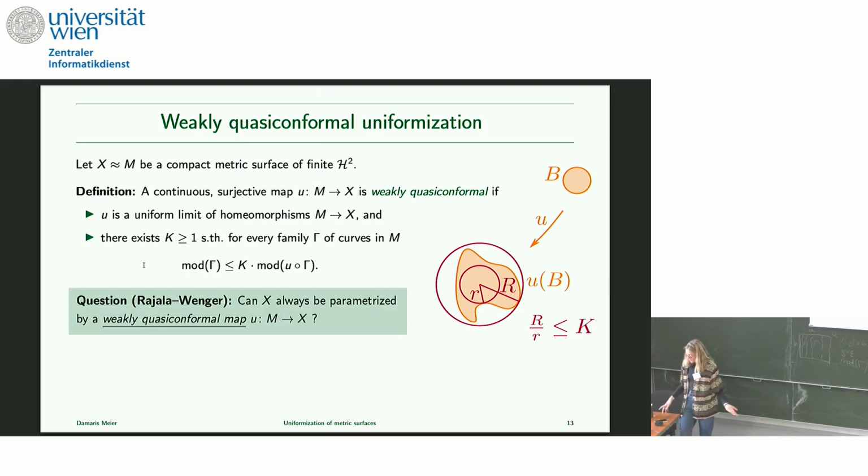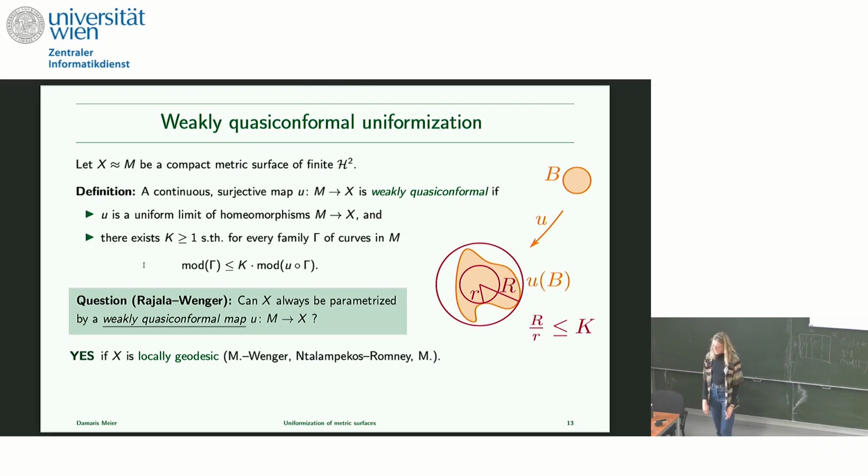It was a question by Rivière and Wenger whether one can always find such a parametrization, and the answer is yes, in case we're locally geodesic, meaning that at every point we find a neighborhood such that every pair of points in this neighborhood can be connected by a curve whose length realizes their distance. So that's to your question. Here we assume that it's locally geodesic, and that's work of my advisor, Stefan Wenger, and myself.